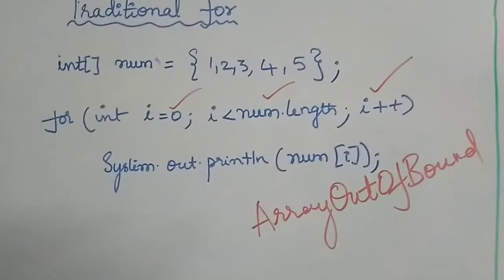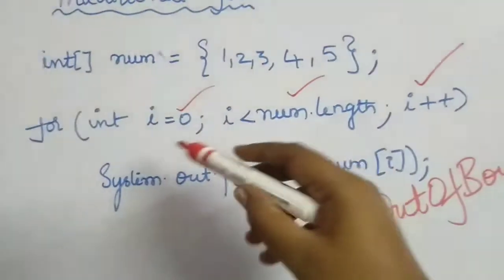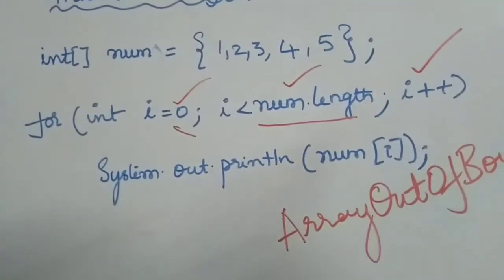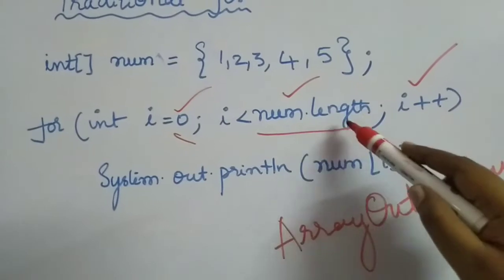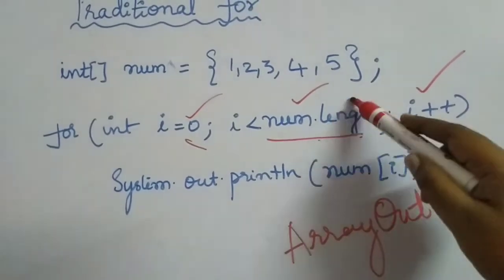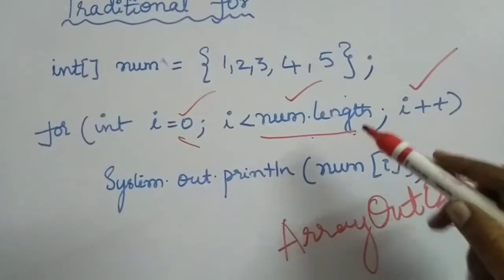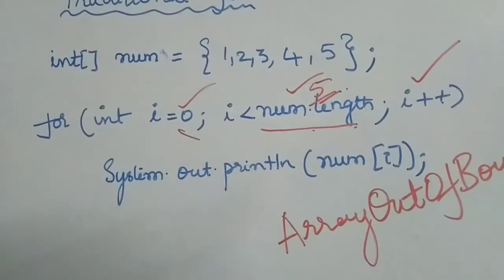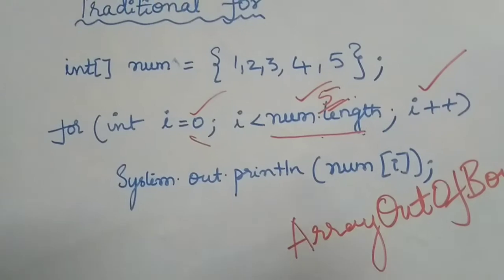Okay, so for that we are starting with the 0 index, and we are traversing it till the maximum of the array, which you can get from num.length. So num.length will return the number of elements in the array. The number of elements is 5, so it will give you 5 over here.